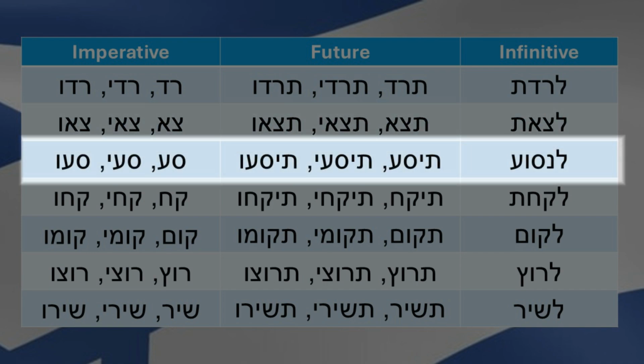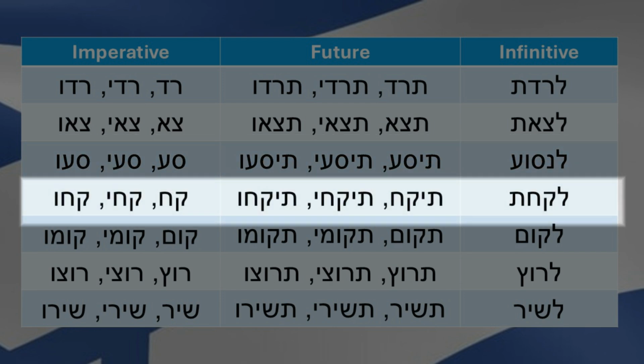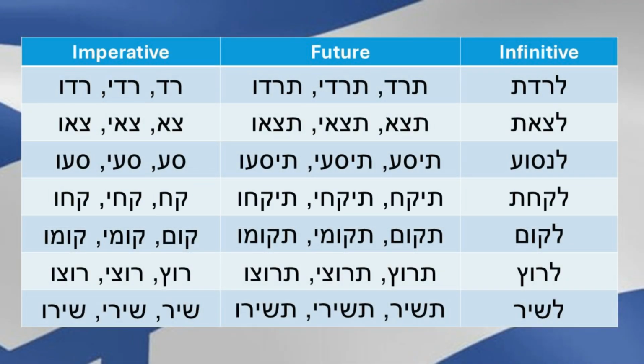And then we have linsoa, which means to go by vehicle, and so it's sa, sei, seu. And the last one is לקחת, which means to take. And that's קח, קחי, קחו. So I just wanted to insert those because they are verbs that I have heard many times used in this particular way. I do not usually hear the Israelis use the future when they are trying to make a command with these 4 particular verbs. So I wanted to include them here.